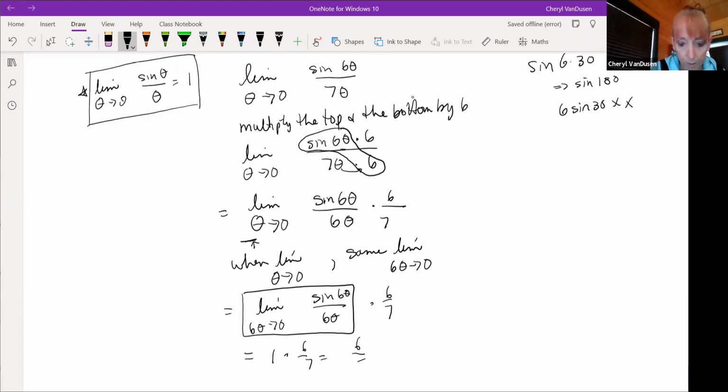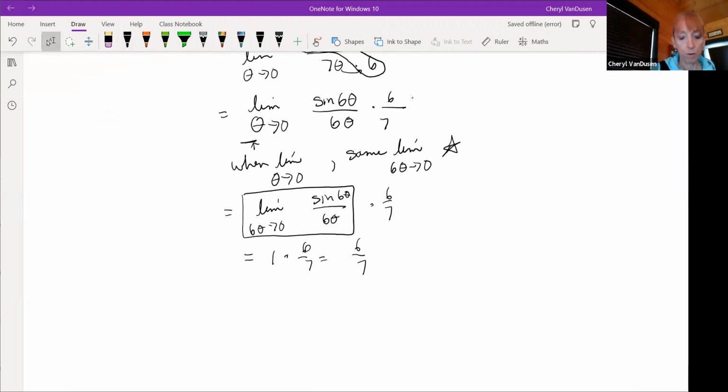Our answer is 6/7. So kind of just a bit of manipulation there, and then this realization that if we're doing the limit as theta goes to 0, it's exactly the same limit as 6 theta going to 0. You tuck the 6 in the front, you now have a limit that matches up with one of the limit statements that you have on your formula sheet, and you rock and roll and you're good to go. Okay, onwards and upwards.